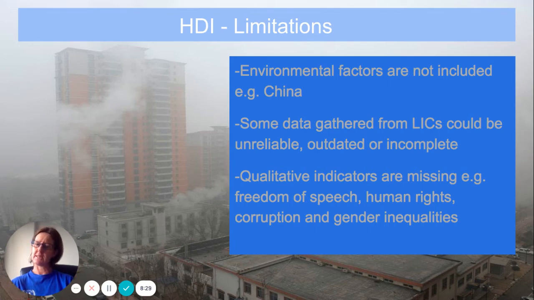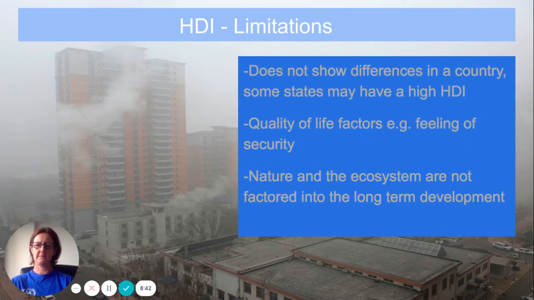So there are a range of limitations here, all right? Some of these are subjective, right? Some you could say are environmental. Some of them you could look at in terms of what you might perceive as human rights, okay? It doesn't show differences in a country, all right? Some states might have a higher HDI, for example, all right?